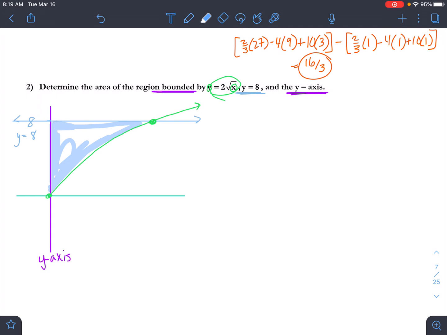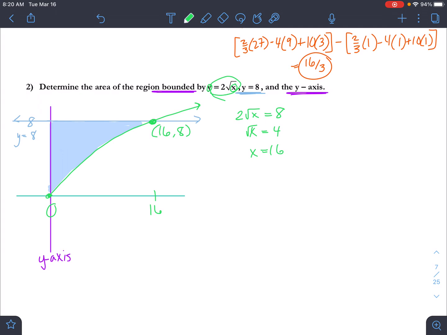But we need to know where to integrate from, right? So we're still going to be doing top minus bottom. That's not really the issue. The issue is, where do I stop? I go from 0 to what? Okay, so you want to find where these two things intersect, aka where are they equal? So where is 2 root x equal to 8? That's root x equals 4, so x is equal to 16. Okay, so this happens at 16 comma 8.